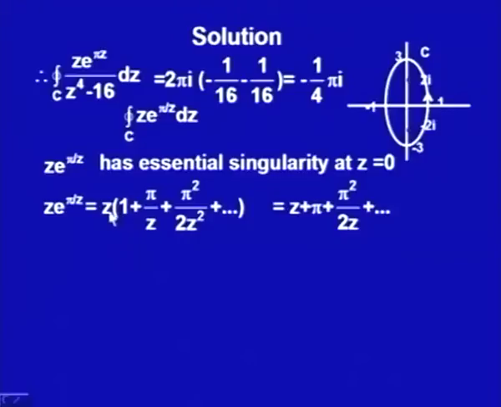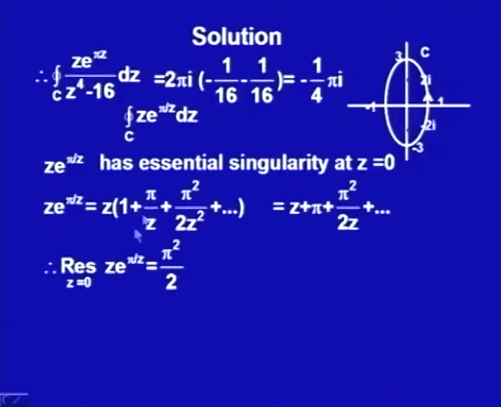So, what we get is z plus pi plus pi square upon 2z and so on. Now, here at z equal to 0, we do have the residue, the coefficient of 1 upon z, which is pi square by 2. Of course, the next term would be pi cube upon factorial 3 z square and so on. So, we do have our b1 as pi square by 2. So, the residue of this function z e to the power pi by z at z equal to 0 is pi square by 2.